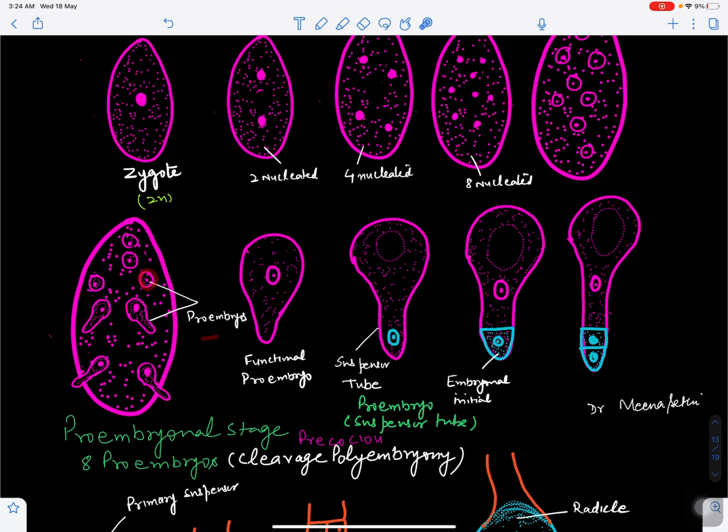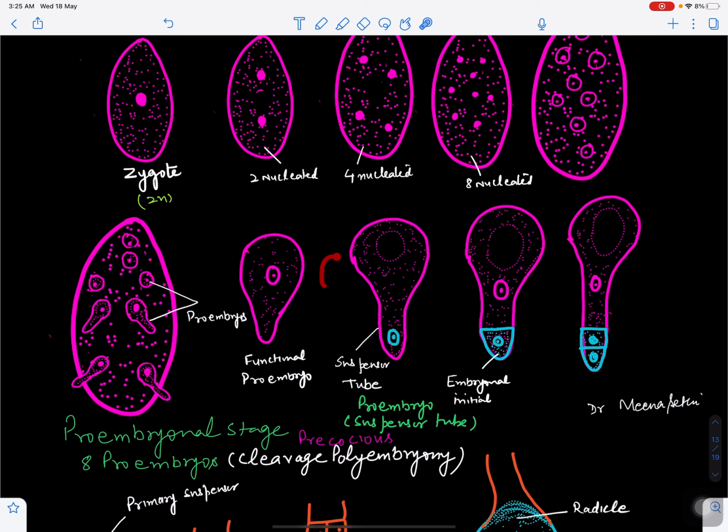So these are proembryos. Proembryos are the cells which will form the embryo later on. Now we can see here, these proembryos just get elongated like this. So the lower 4 or 5 will develop into functional embryos. So this proembryonal stage, in which 8 proembryos are produced, and out of 8, 4 or 5 become functional, is also called precocious cleavage polyembryony. So if this is one proembryo, how this develops into a functional embryo, this we will discuss.